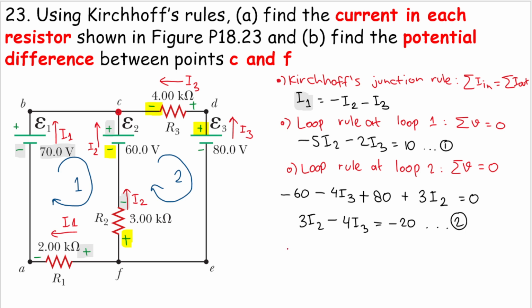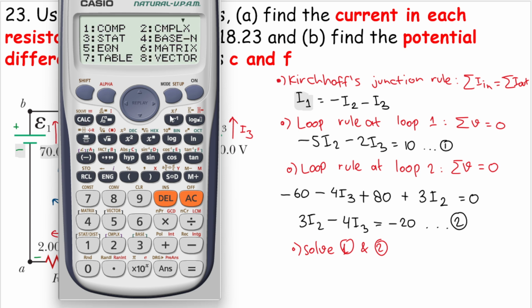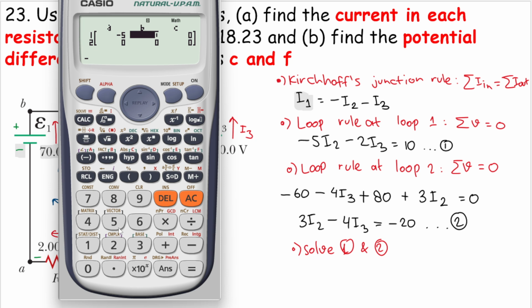So the next step will be solve 1 and 2. But the fastest way to do that is by using calculator. Let's set this up here. Equation solver is number 5. And we will have two variables, which is number 1. And then we can enter this. So we'll have minus 5, and then minus 2, and then that will equal to 10. Good. And then we will have 3, and then minus 4, and then minus 20.